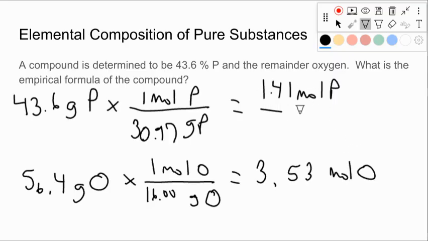This number is smaller, so I'm going to divide both of them by 1.41. This one gives me 1. And 3.53 divided by 1.41 is going to give me 2.5.